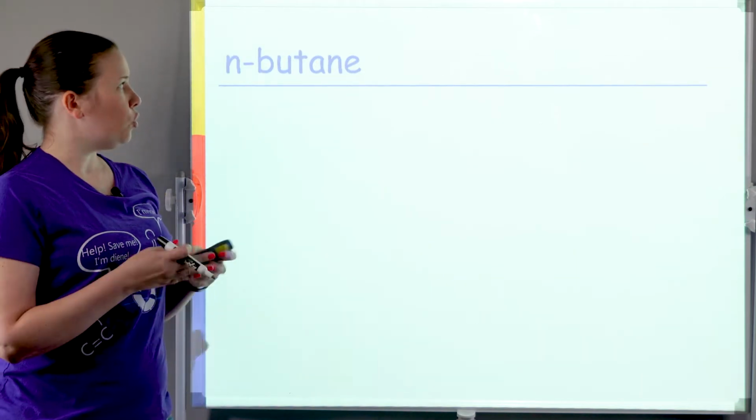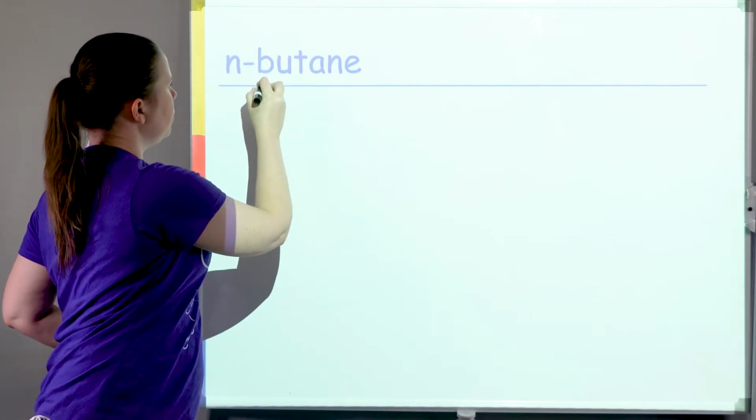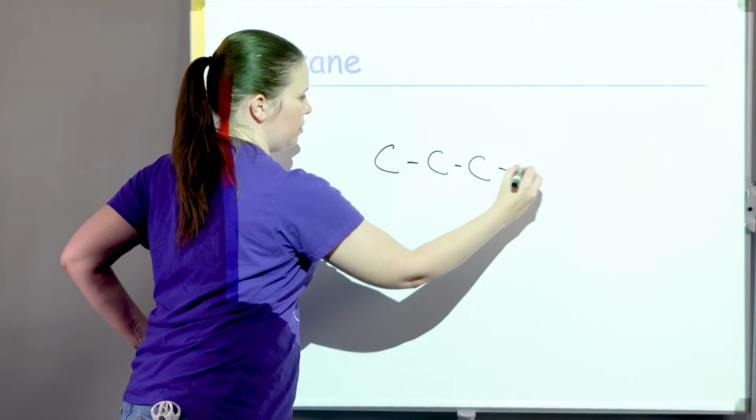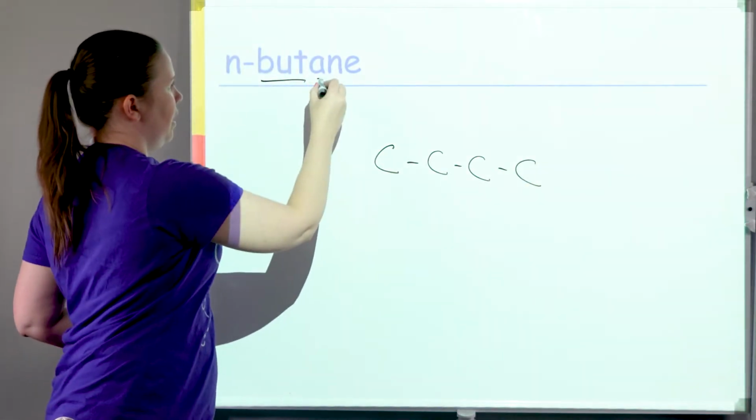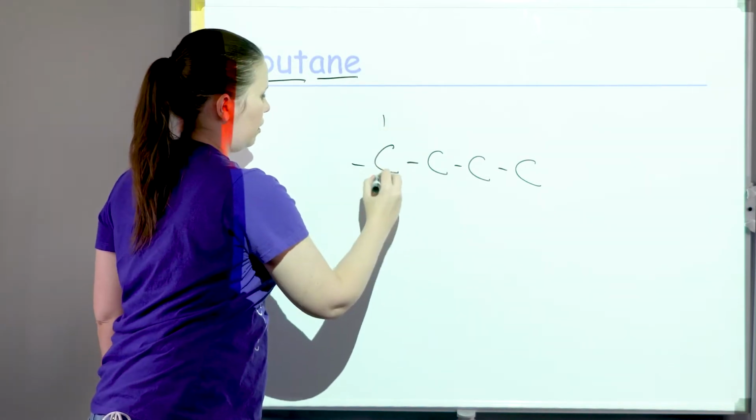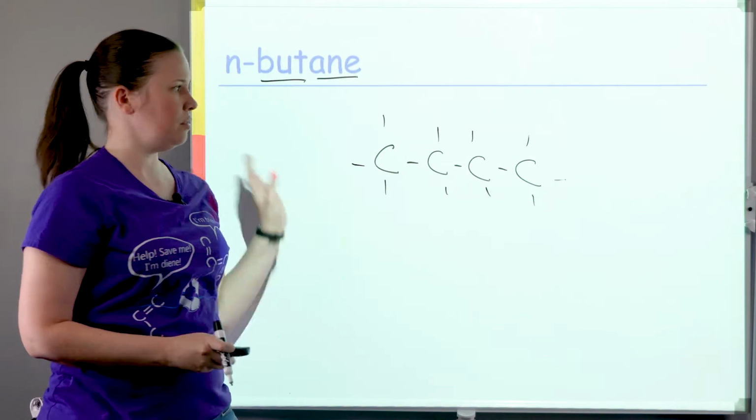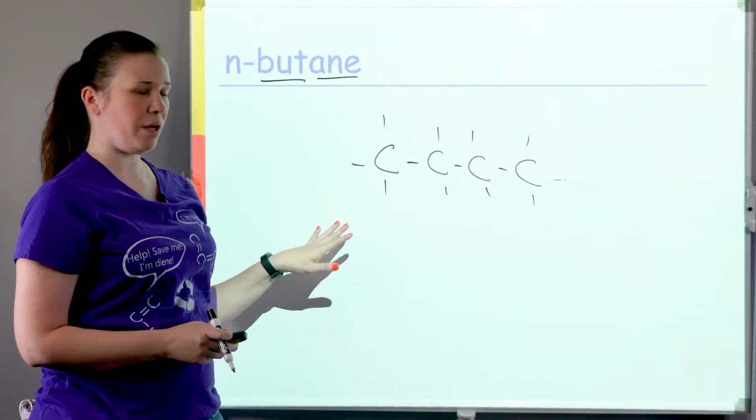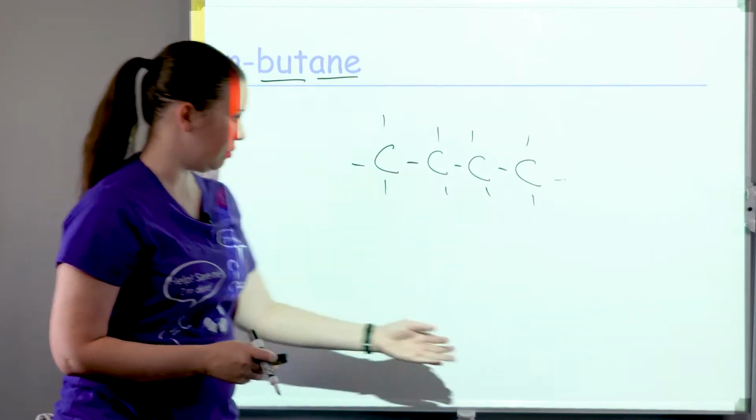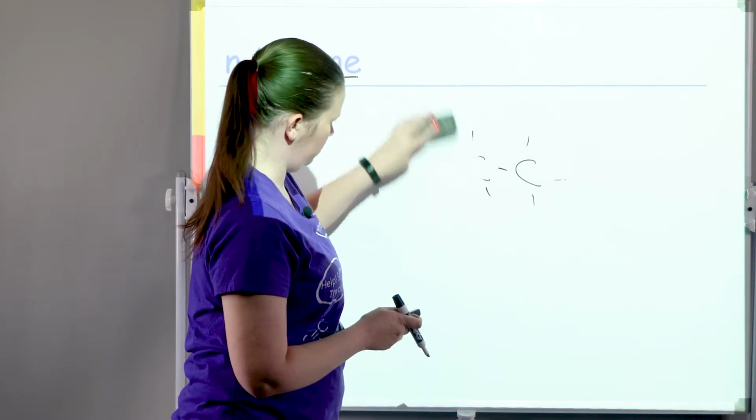So let's look at normal butane. N for normal butane. So but tells me I'm going to have 4 carbons. And then ane tells me it's all single bonds, which tells me that I am going to saturate this molecule with hydrogens, meaning fill it completely up with hydrogens. The N tells me it's going to stay in a straight chain, and so I am done. That is normal butane, the same butane that we drew earlier.